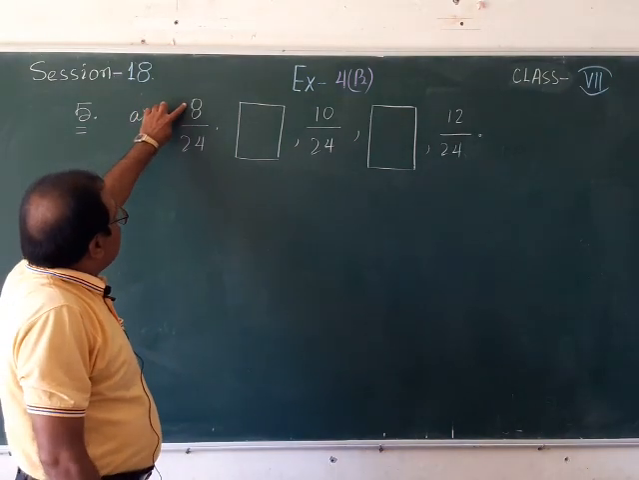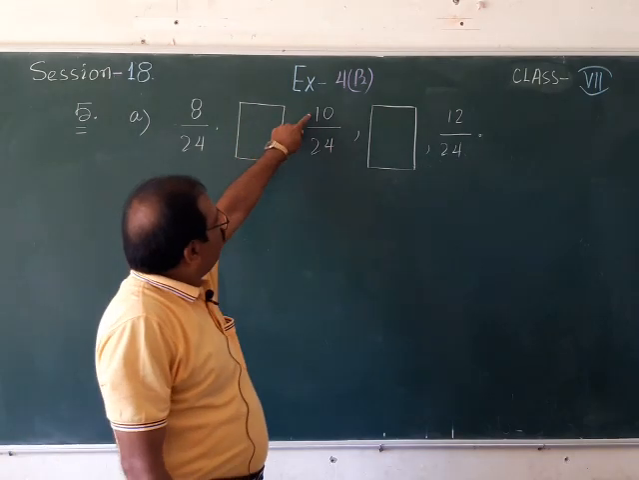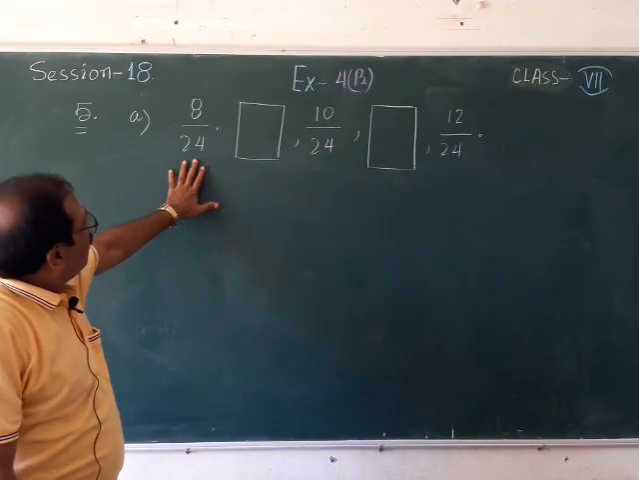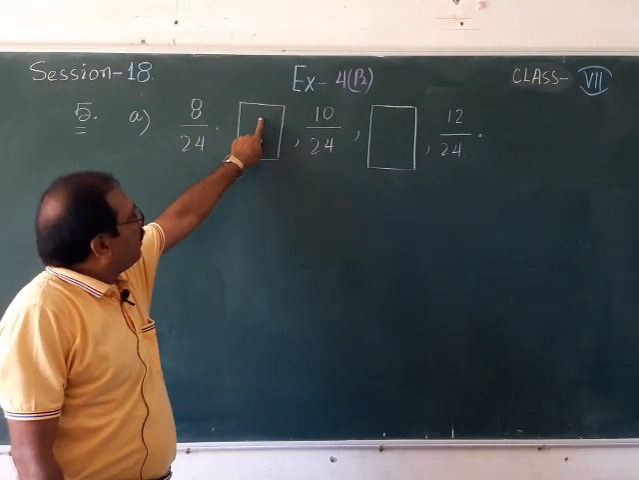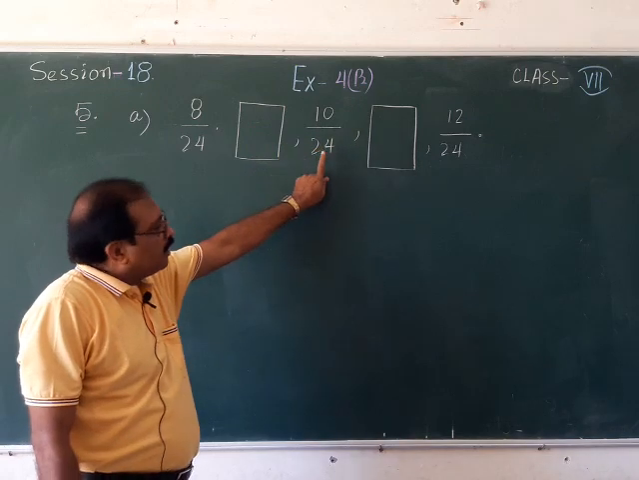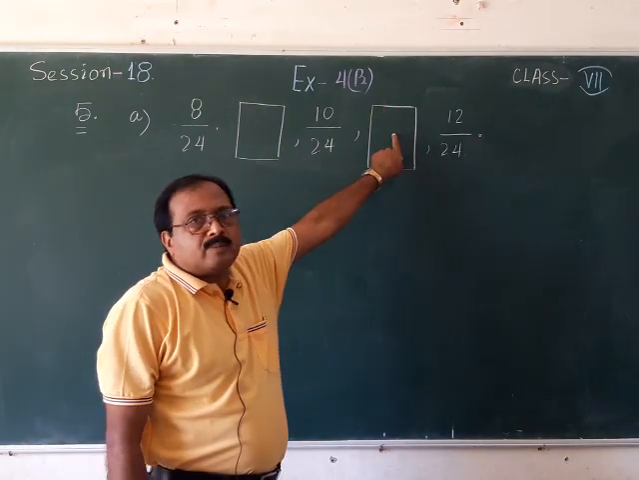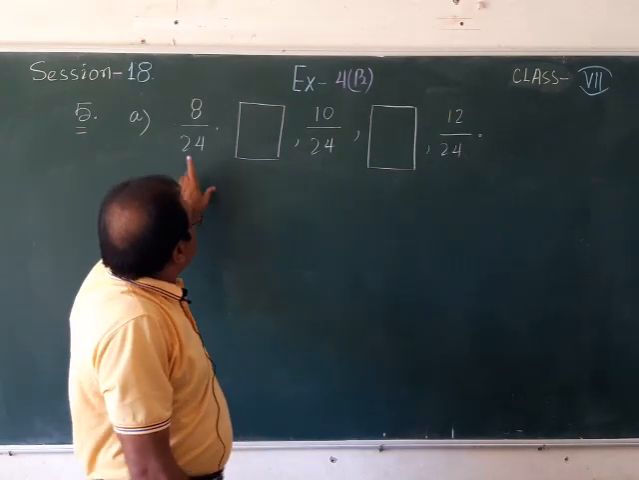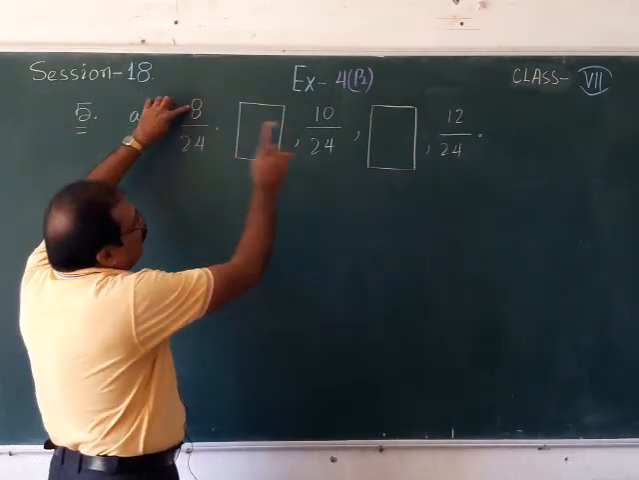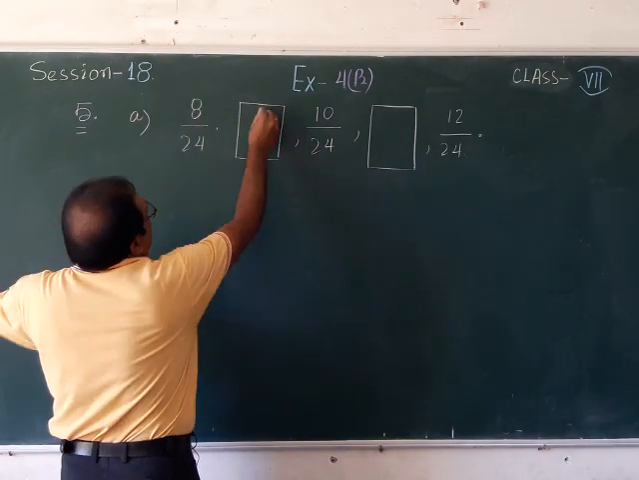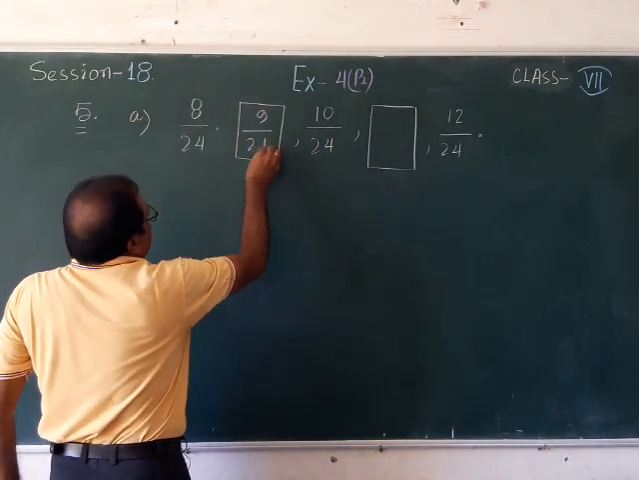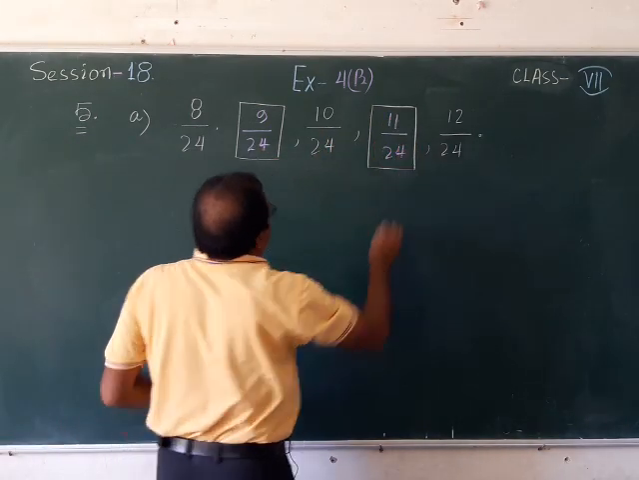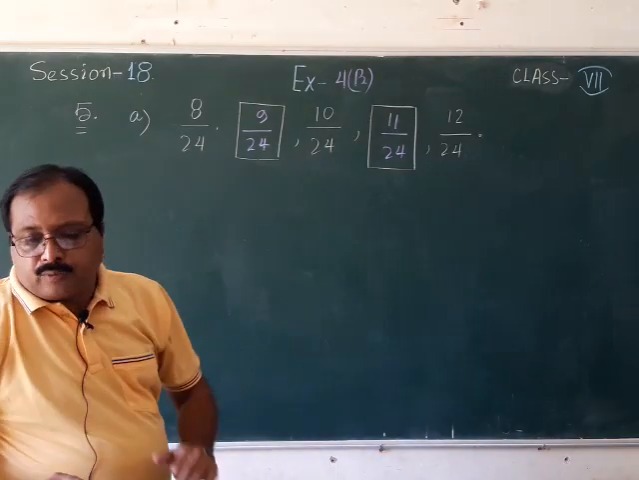So here you can see 8 upon 24, here 10 upon 24 and here 12 upon 24. You can easily understand that after 8 here 9 upon 24 will be there, then here 10 upon 24 is there, then here it will be 11 upon 24, then here 12 upon 24, and you need to write the numbers between 8 and 12 here. So here it will be 9 upon 24, then here it will be 11 upon 24. Like that you can fill it.